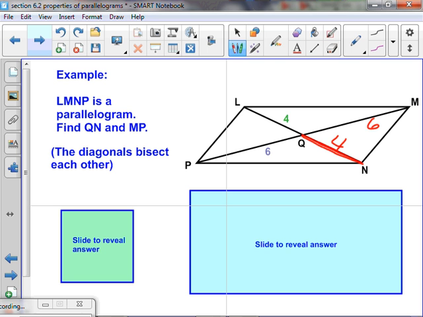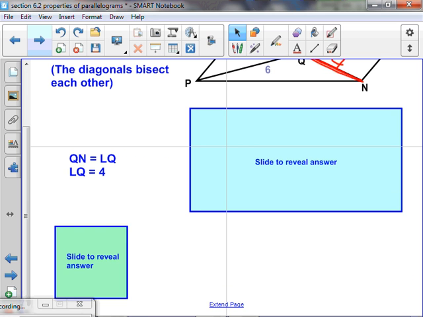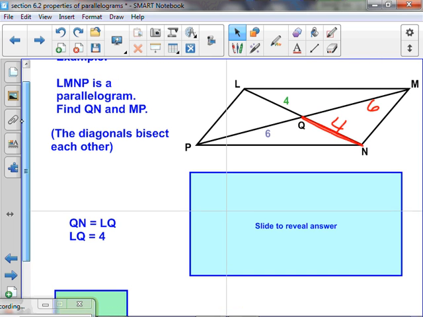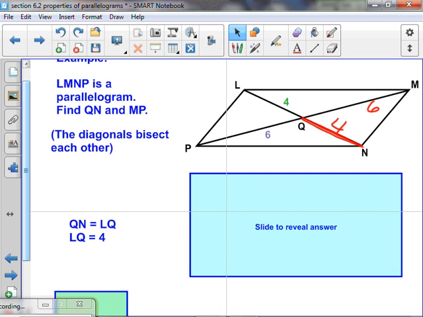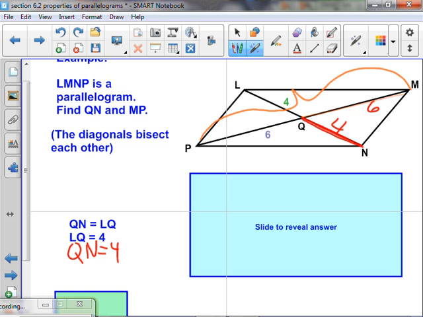So we did the first one because we know that, as this box is hiding right here, QN is equal to LQ. And so LQ equals 4. Therefore, QN equals 4. Perfect. But the other one is not asking us to find, as we might assume if we read it too quickly, QM. Instead, it's asking us to find MP. And that's this whole thing right over here. Okay? So we need to be very careful about that.